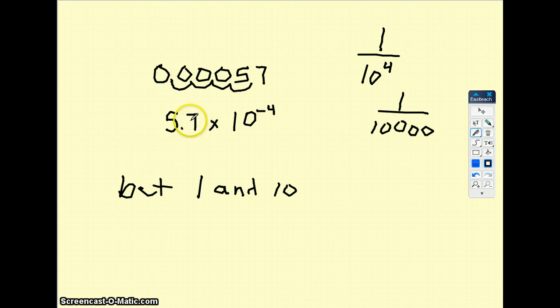Tomorrow, we're going to multiply numbers in scientific notation and divide numbers in scientific notation. So I don't think you've done that before, but I know you've learned scientific notation. Here's a review of it. This will help you be more prepared for tomorrow. Thanks.